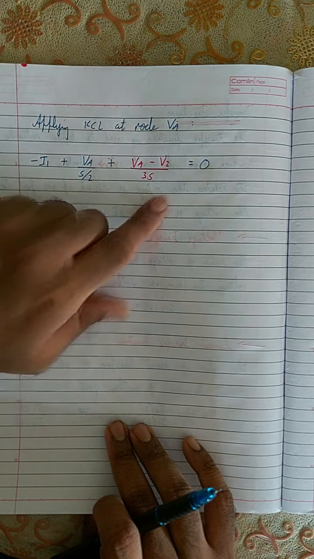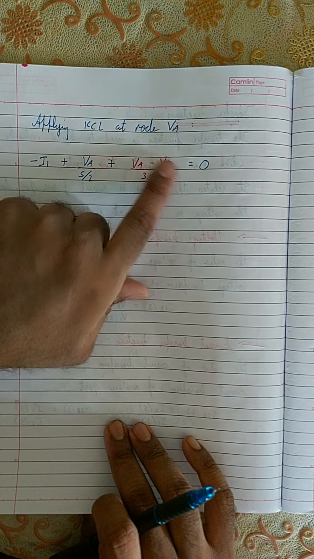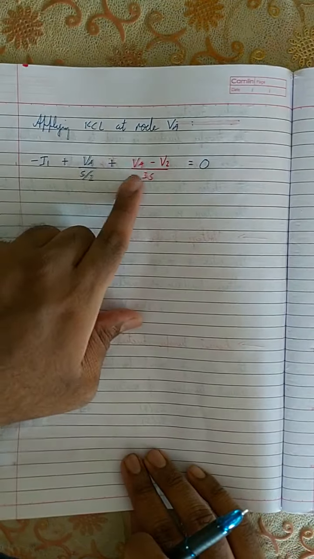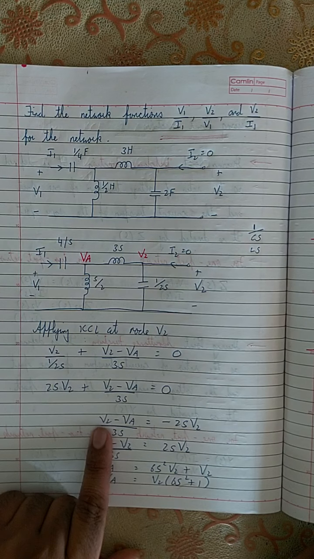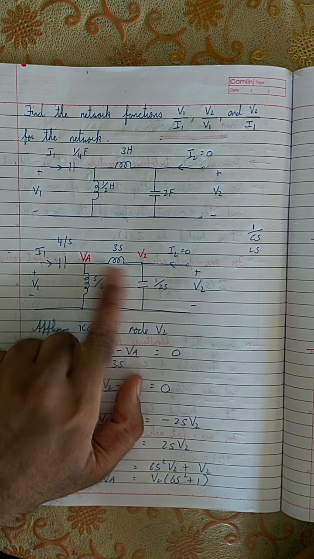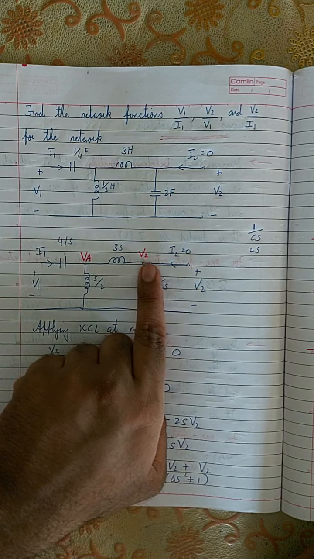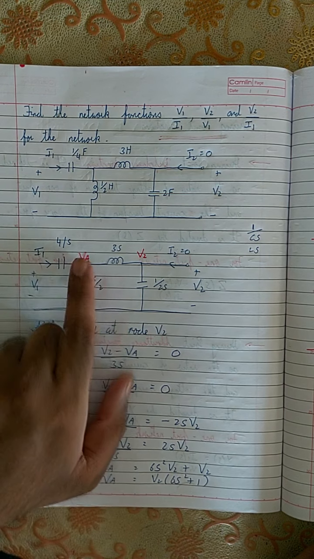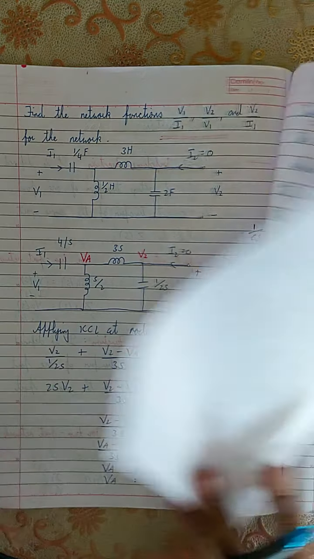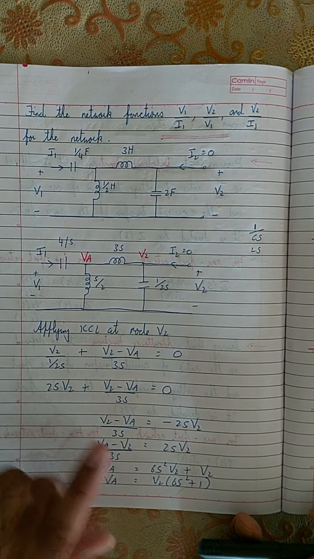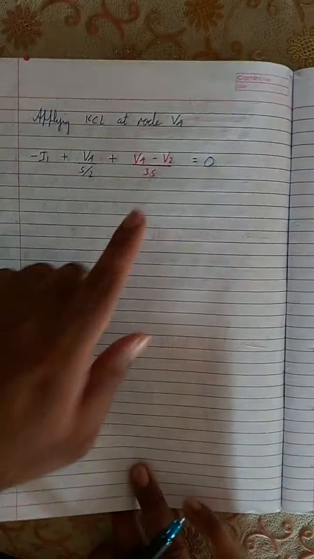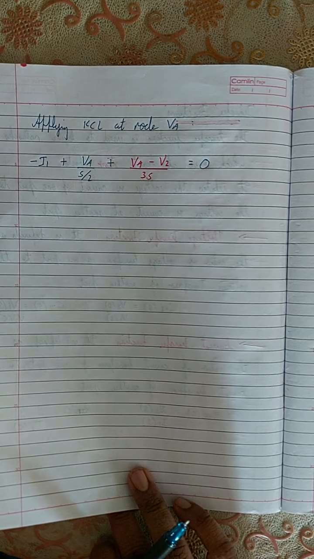For example, if you look over here, VA minus V2 by 3s, the same term is already over here also. See, here it is: VA minus V2 by 3s. What is written over here? V2 minus VA by 3s. We are talking about this branch. We are using this branch to write the equation for this node as well as the equation for this node. This is the common branch that you are writing for both these nodes. That's why the same branch is over here and over here. So since you already know the equation of this term, all you need to do is substitute this equation over here.